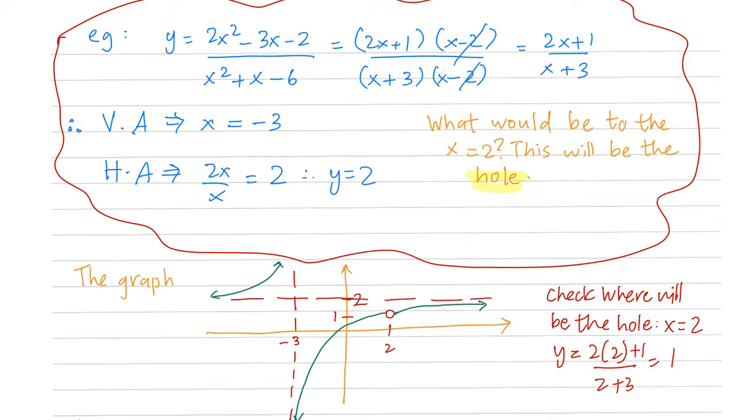Okay, quite a lot of things to do. Asymptotes, checking points, and whether there's a hole, so that is what you have to check.